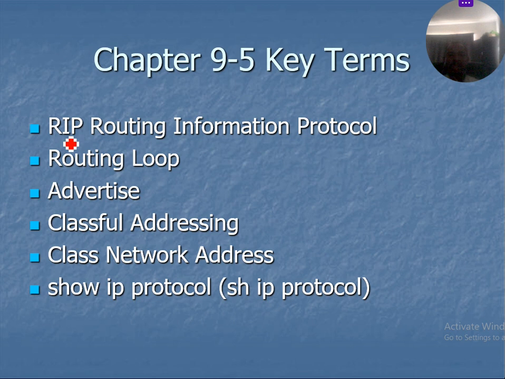Here we looked at terms like RIP, which means Routing Information Protocol. We talked about routing loops, advertising, classful addressing, and class network addresses. We also covered the show IP protocol command. If you want to see the protocol that is running, you type router A hashtag show IP protocol. It will display the protocol that is running, that the protocol is RIP, and if you've configured version 2, it will also show you that it's a version 2 protocol. All of this we've taken a look at. So with this we've come to the end of today's section.